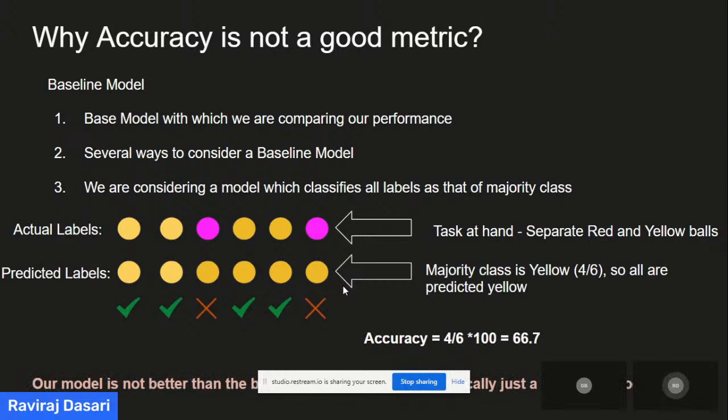And then this is not better than the previous model, right? The previous model is our model, and this one is the baseline model. So this one is not useful for us. So let's look at some other metrics apart from accuracy.